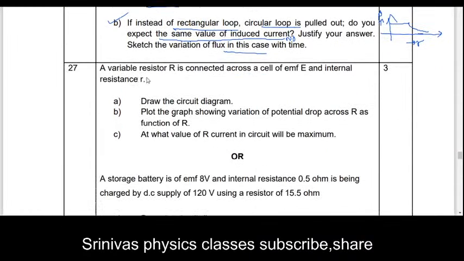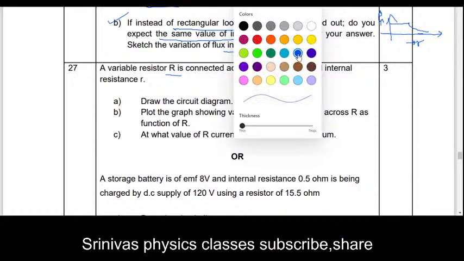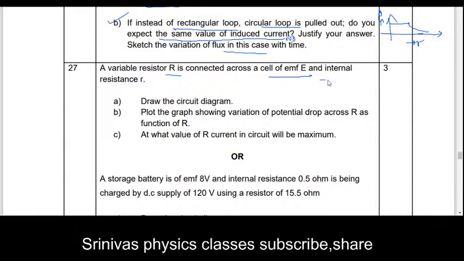Next, 27th question. A variable resistor is connected to a cell of EMF E with a small internal resistance. Draw the circuit diagram. I will explain what they are asking. This is the variable resistor. The variable resistor is connected across a cell. This is a cell whose EMF is E. The internal resistance is small. Now this is the circuit diagram, completed.